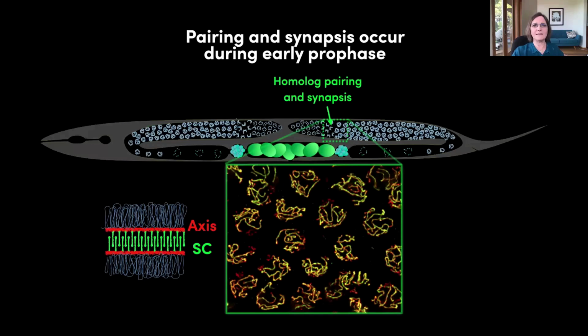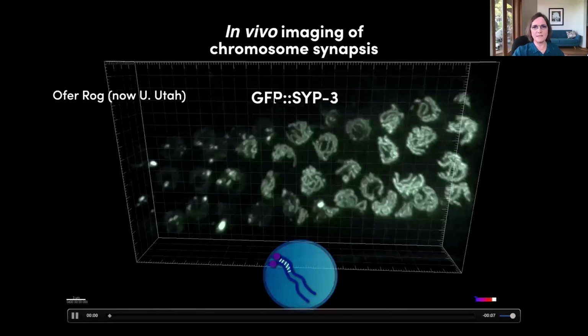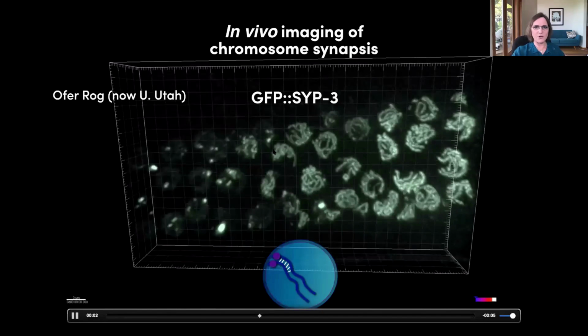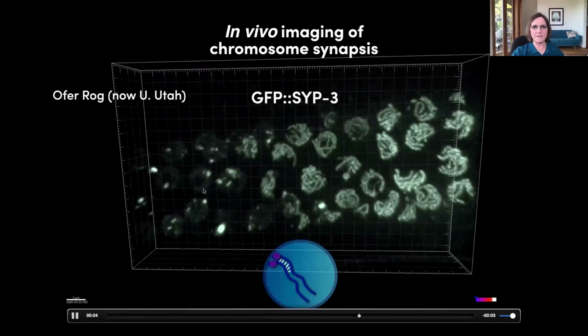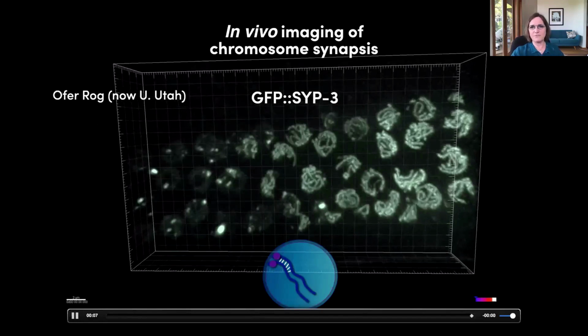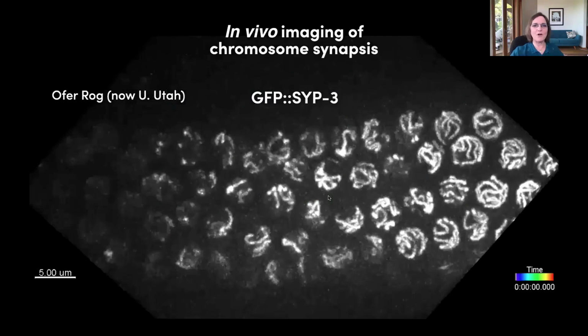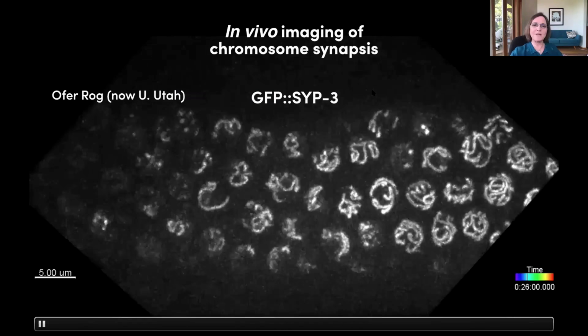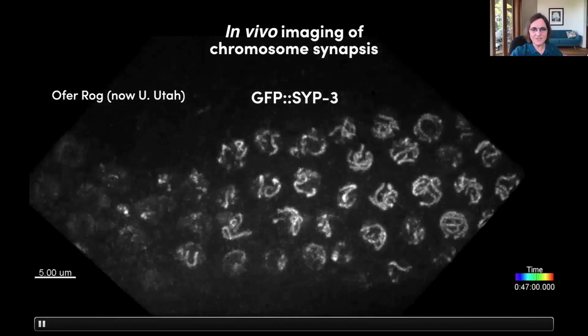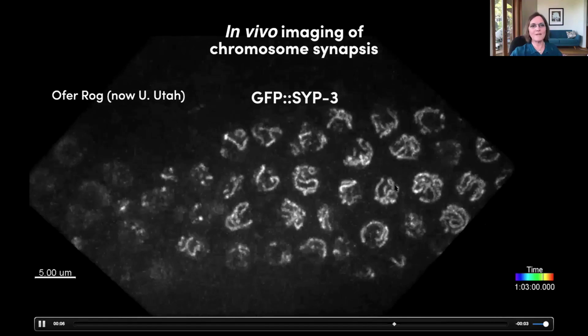And to do that, he successfully tagged one of the SC proteins, SYP-3, with a GFP tag. And he worked out methods that would enable him to image living worms over a period of time so that he could follow this process of assembly from early meiotic stages into full pachytene when the chromosomes are fully paired and synapsed. And it took him a while to achieve this kind of long-term recording because it turns out that worms do not really like being put under a cover slip and immobilized for extended periods. But we worked out conditions under which he could actually image this process over more than an hour.